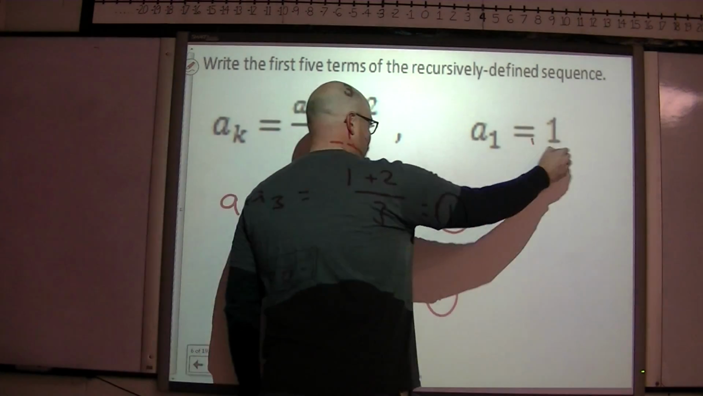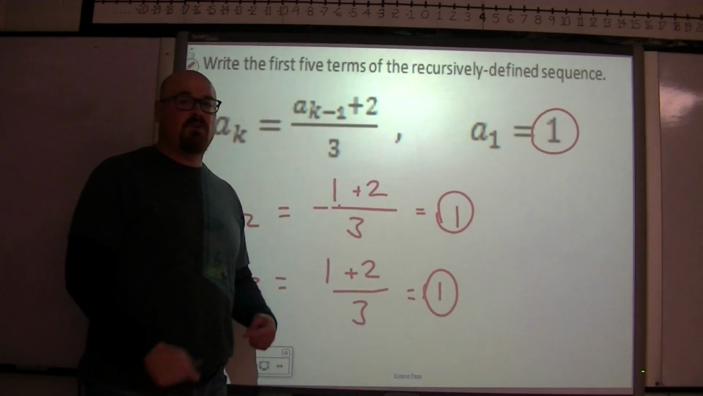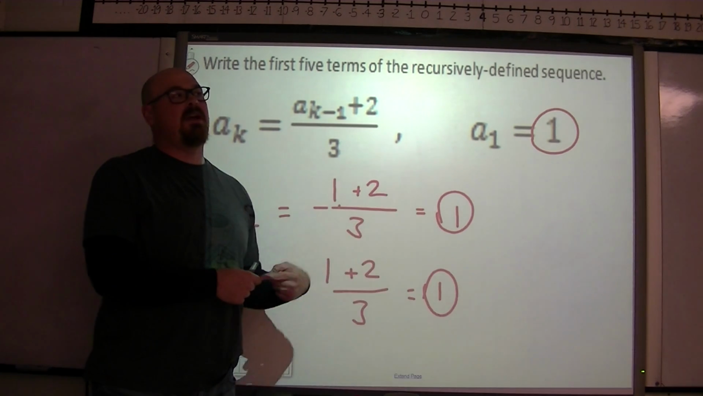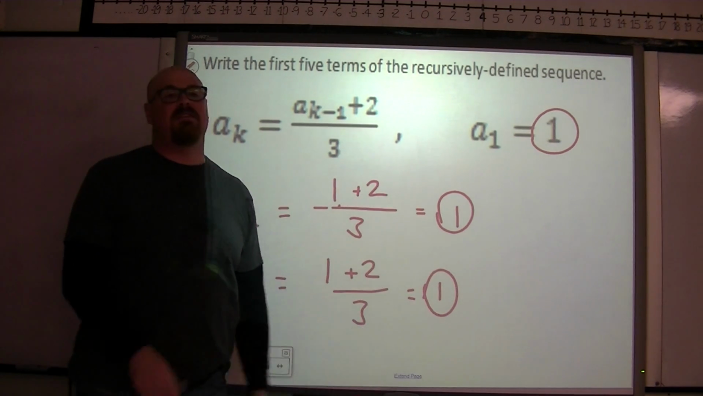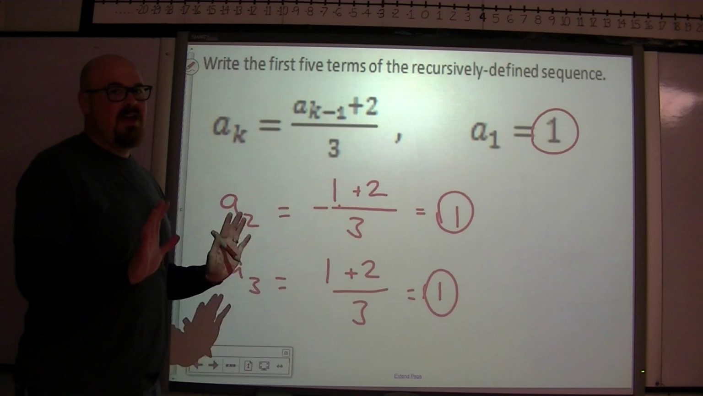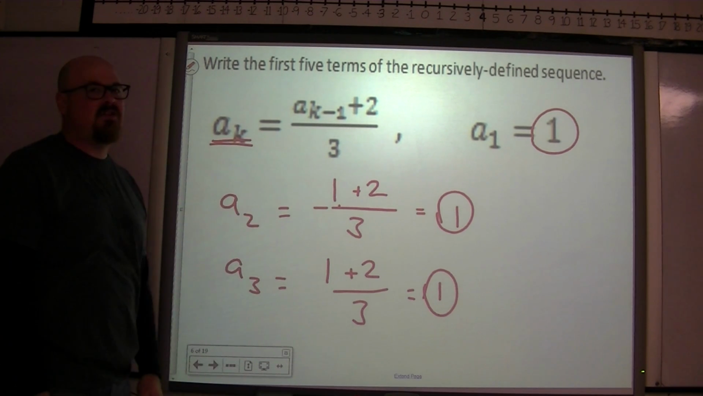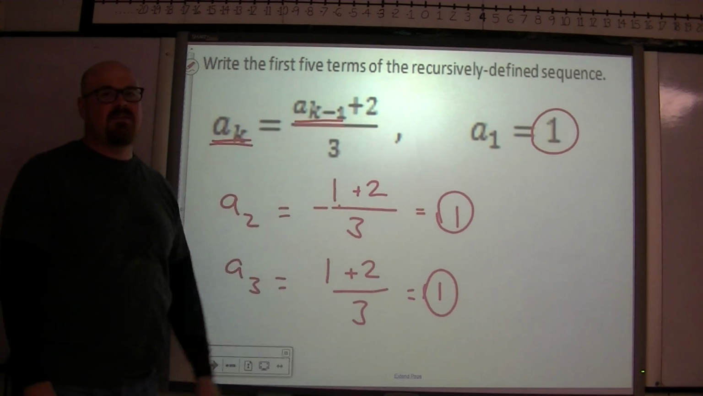You see where this is headed. We have a 1 for the first term, a 1 for the second term, a 1 for the third term. If we keep getting 1 out of this rule, and we keep plugging 1 in, and 1 comes out, and 1 goes in, and 1 comes out, every term in this sequence is 1 when it's recursively defined like this. Again, emphasizing the idea that this is saying if you want to know the next term, take the term that came before it, add 2, and divide by 3.